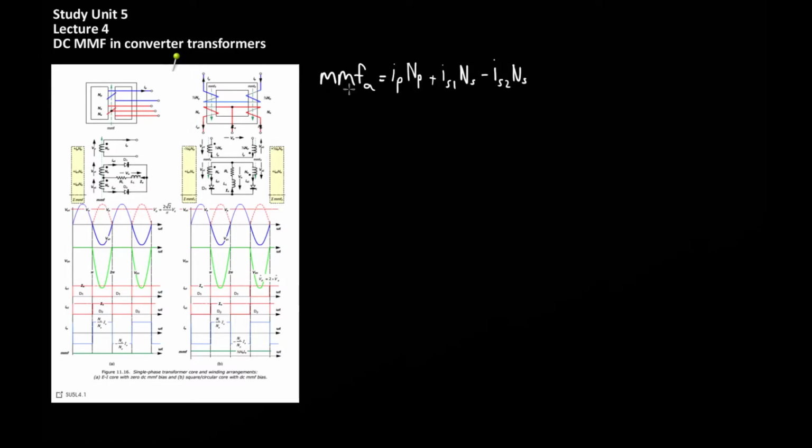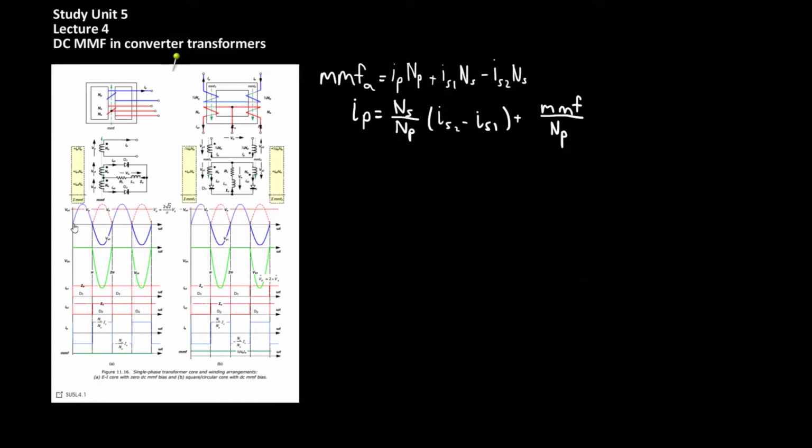The MMF of transformer example A is simply the current in the primary multiplied by the number of turns in the primary coil, plus the difference between the current in the two secondary coils multiplied by the number of turns in those secondary coils. This equation can be rearranged to give the current which is present in the primary coil. The difference between the two secondary currents IS1 and IS2 is alternating, which means that if the MMF is 0, the alternating IS2 and IS1 difference will result in a primary average current of 0 as well.